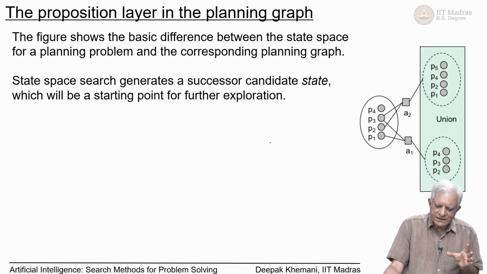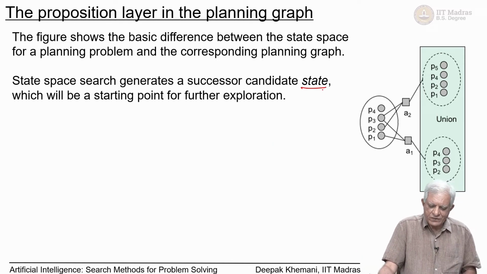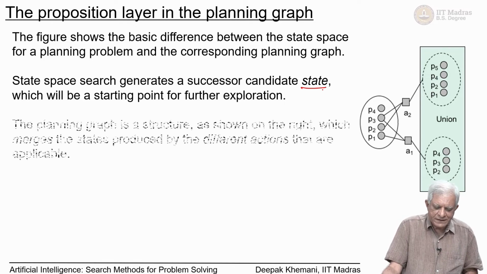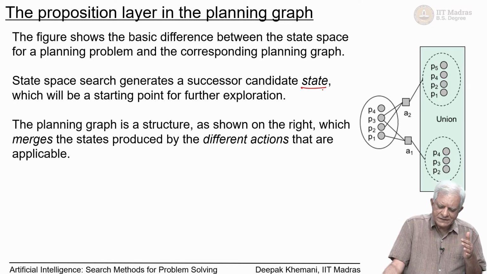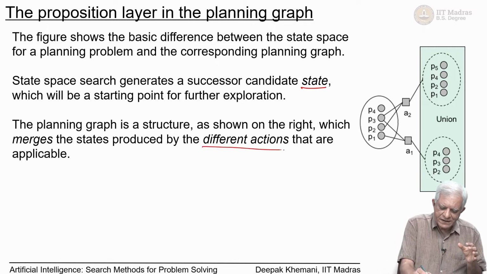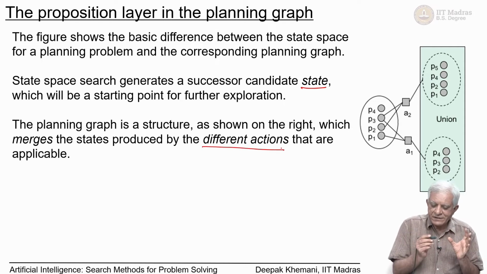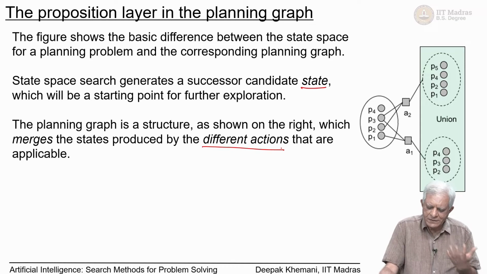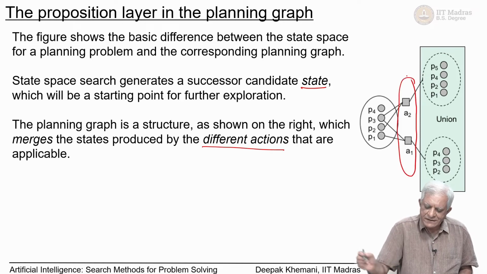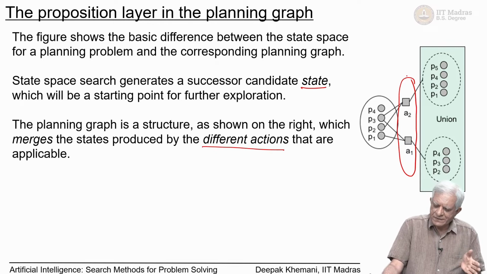The state space search generates a successor candidate state, that is important, which will be a starting point for further exploration if you are doing forward state space planning. The planning graph is a structure as shown here on the right, which merges the states produced by different actions that are possible in a given state. So, for the moment we will say a given state, but we will see that which are possible in a given layer. So, for example, this is the action layer. You can think of this as an action layer. All the actions that are possible in the action layer will result in a set of propositions whose union will give us the proposition layer.